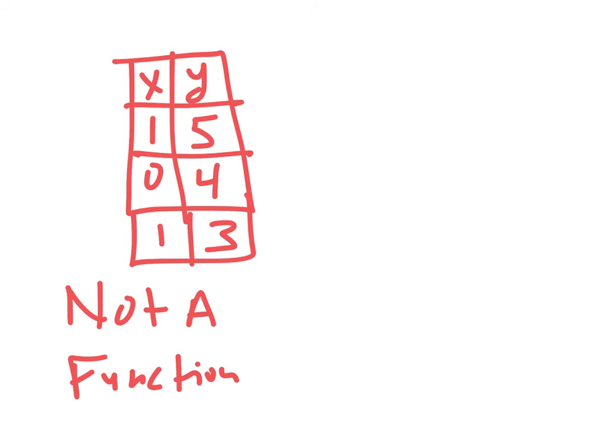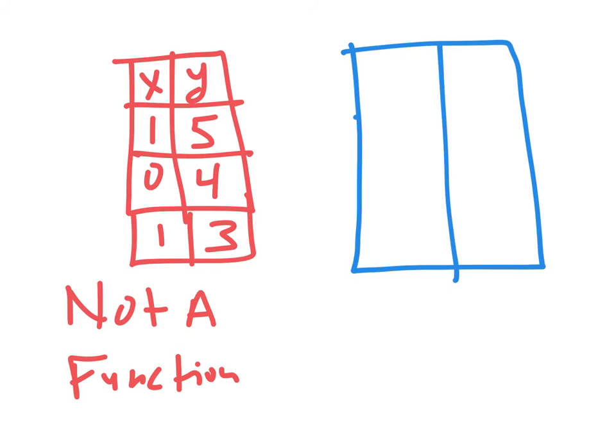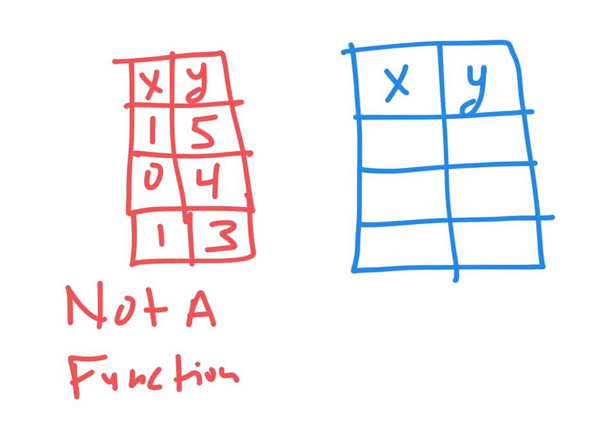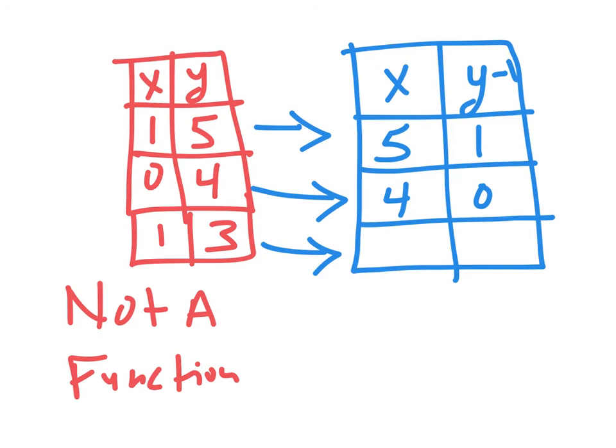Now, to get the inverse of this, all we're going to do is take these ordered pairs and switch them. Very, very simple. Again, we're just switching the actual x and y values. We're not changing signs or anything like that. This y to the negative first power represents the inverse. So from here, we're just going to switch the x and the y. It's going to become 5, 1. Switch x and y, becomes 4, 0. Switch the x and the y, becomes 3, 1.